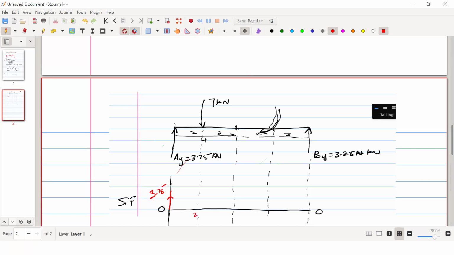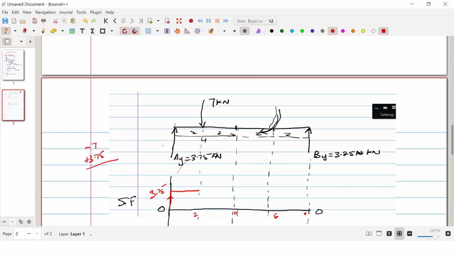Remember, this is 2, 4, 6, and then this is 8, the measurement coming across. So where you go across now, at the first point load, you need to come over there. It's a rectangle, so it comes straight across. Now you have a 7 coming down, a negative 7, so it's a negative 7 added to a positive 3.75.